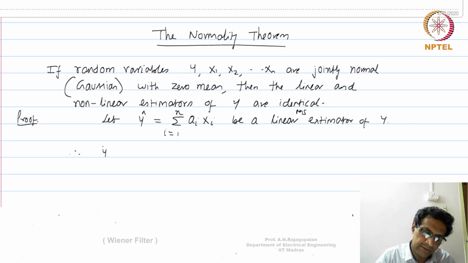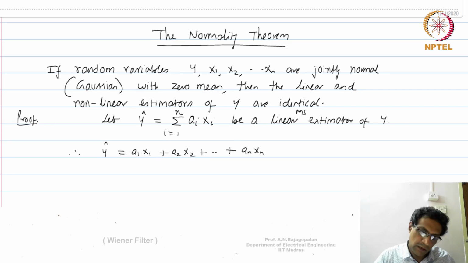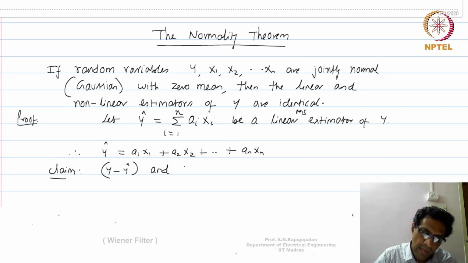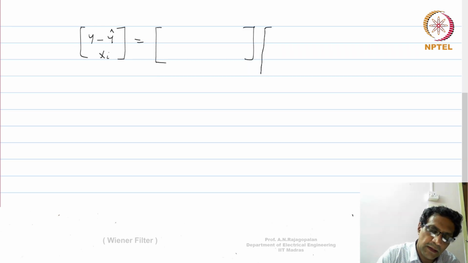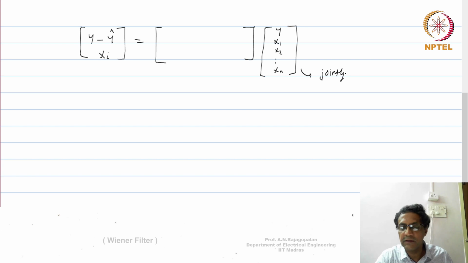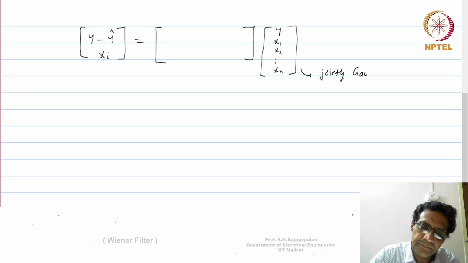Now, therefore, y hat is equal to a1 x1 plus a2 x2 plus up to an xn. The first claim is that y minus y hat, this random variable, and any xi are jointly Gaussian. How does one show this? If you write y minus y hat, and I have xi, and suppose I express these two together as one random vector, then I can express this as a linear transformation applied on a vector of the form y, x1, x2, all the way up to xn. And this we know is jointly Gaussian, because it's already mentioned in the theorem statement that y and the xi's are all jointly Gaussian or jointly normal.